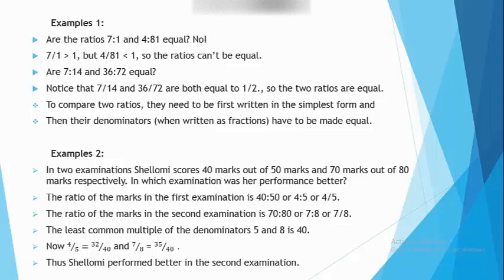In two examinations, Shalami scores 40 marks out of 50 marks and 70 marks out of 80 marks respectively. In which examination was her performance better? Here two sets of numbers are given to compare. The ratio of the marks in the first examination is 40 to 50 or 4 to 5, which can also be written as the fraction 4 by 5. The ratio of the marks in the second examination is 70 to 80 or 7 to 8, or with the fraction notation 7 by 8.